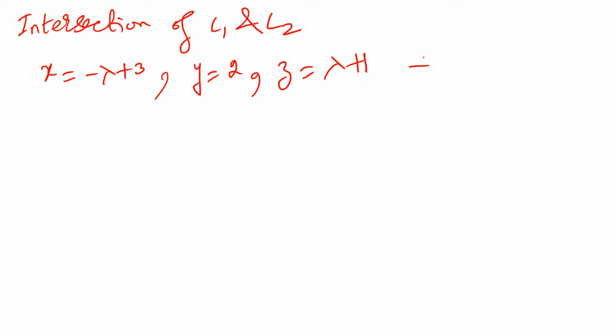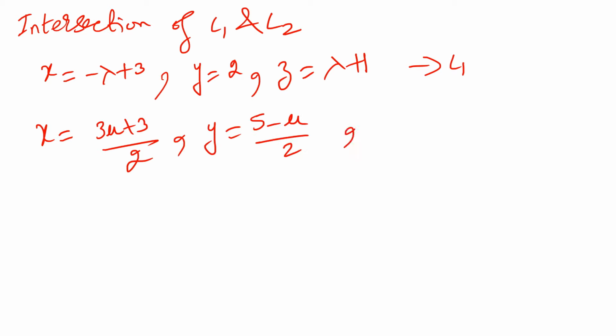Now similarly for line L2, we write the values by putting all of these terms. (2x minus 3)/3 equal to (2y minus p)/minus 1 equal to (2z minus 3)/minus 1 equal to mu. So from here we'll be getting the general point of the line L2 as x equal to (3 mu plus 3)/2, then y as (5 minus mu)/2, and then z as (minus mu plus 3)/2.